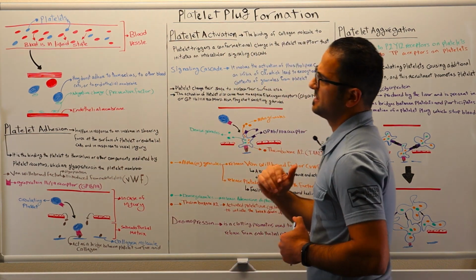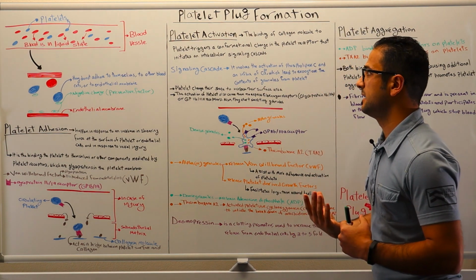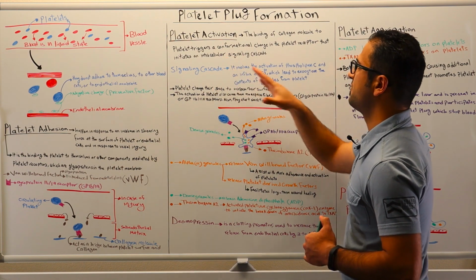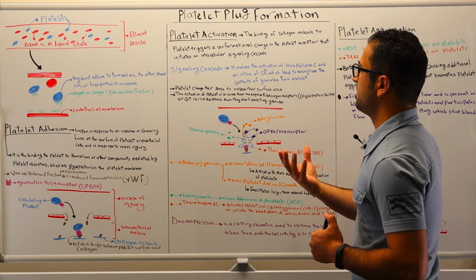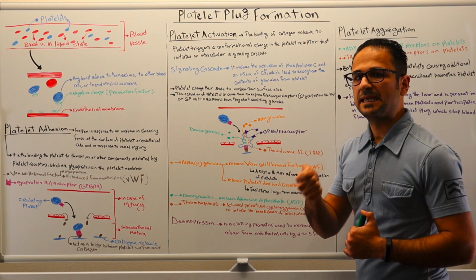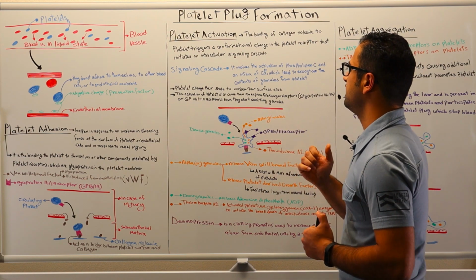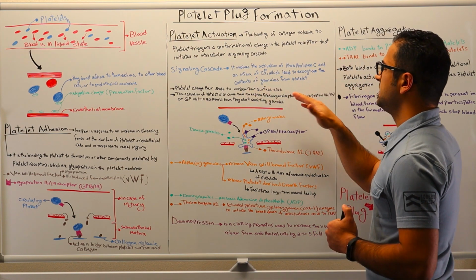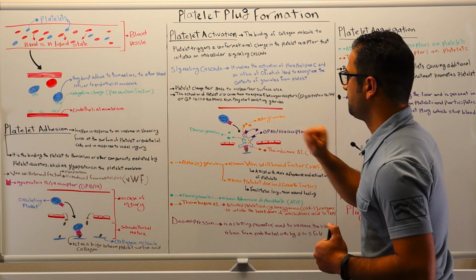So now moving to the next step, which is platelet activation. What happens in this step is that the binding of the collagen molecule to the platelet triggers a conformational change in the platelet receptor. This causes the initiation of an intracellular signaling cascade. So what is a signaling cascade? It basically involves the activation of phospholipase C and an influx of calcium, which actually leads to exocytosis of the contents of granules from the platelet.